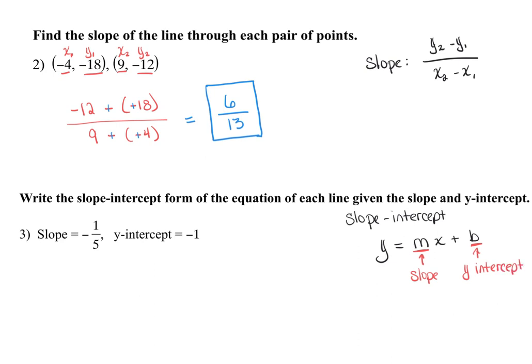And so for this one, they gave us our slope and they gave us our y-intercept, so we're just going to fill those in. If they want the slope-intercept form of the equation, we're going to say y equals, and we're going to put this number in for our m, -1/5 x, plus we're going to put this in for our b, -1. And remember, plus a negative is the same thing as minus. So y equals -1/5 x minus 1.